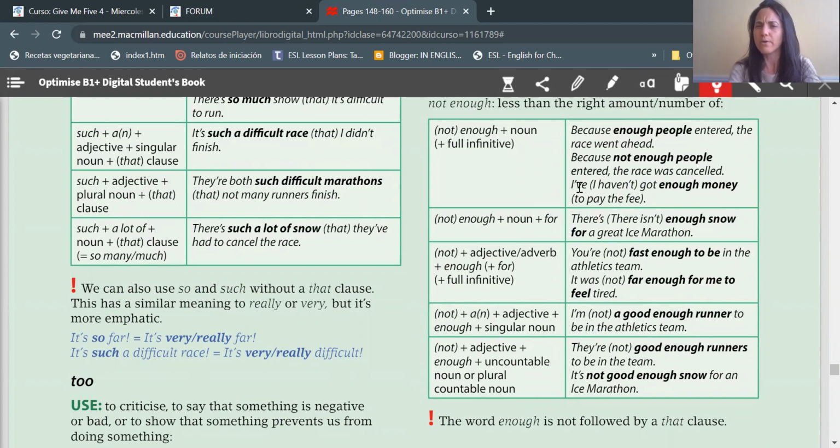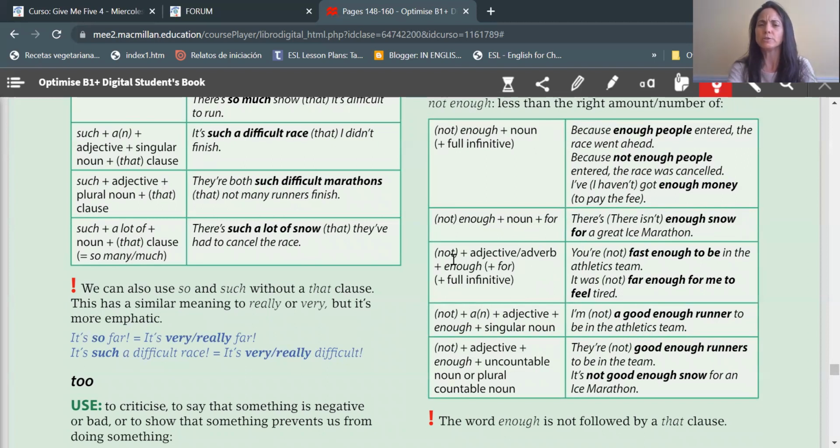And now I have got enough money to pay the fee. In this case, after enough, we have an uncountable noun. And if we want to continue giving information, we're going to use the to infinitive, not a that clause. Clear? Then, enough plus a noun plus for. There is or there isn't enough snow for a great ice marathon. Enough plus, in this case, uncountable noun, for somebody or something.